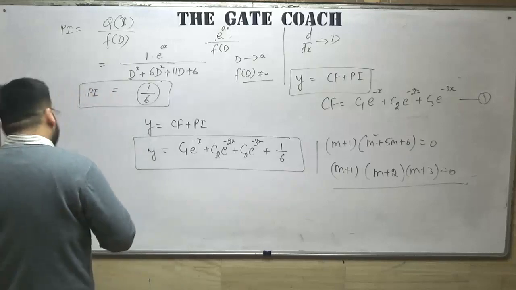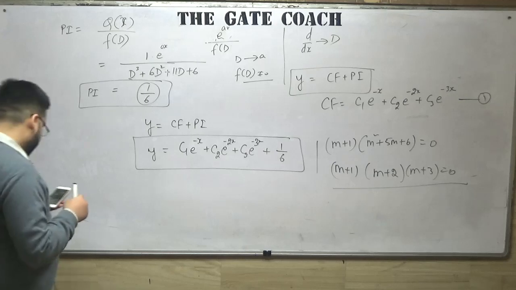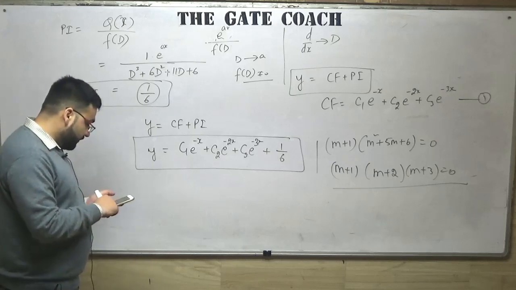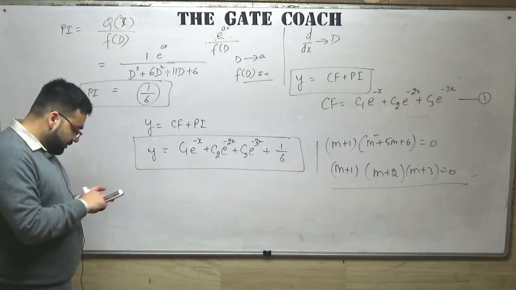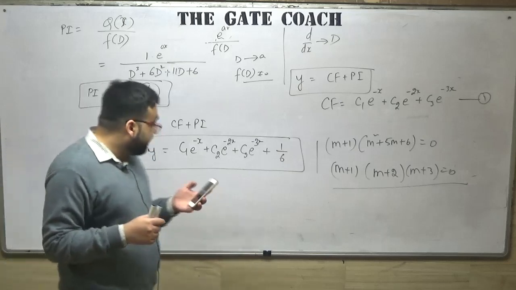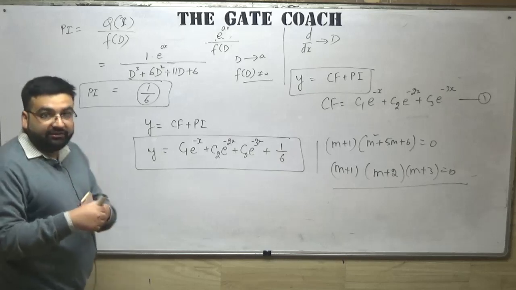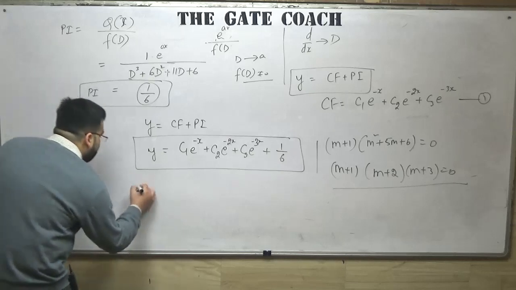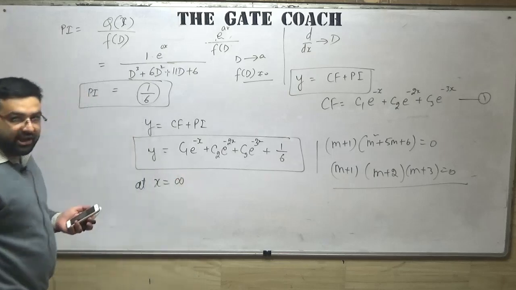Now, there was some boundary condition given. What was the boundary condition? Let me check it. What was the condition given in this question? Yeah, so this was the condition. We have to find the value of y at x equal to infinity. At x equal to infinity, you have to find the value of this y.